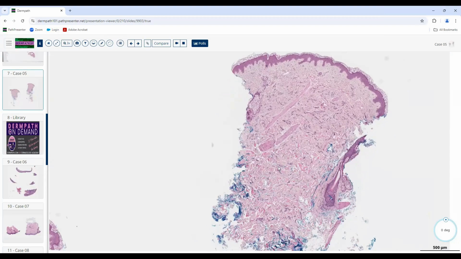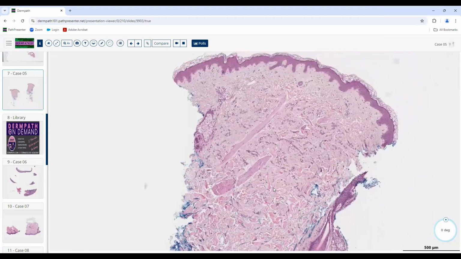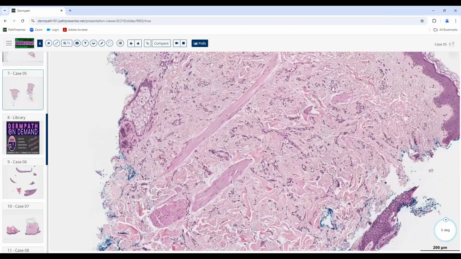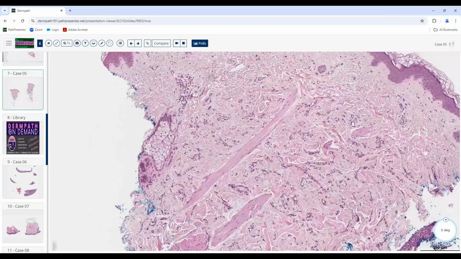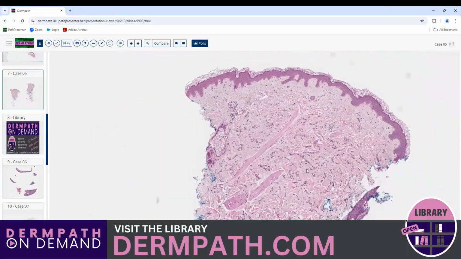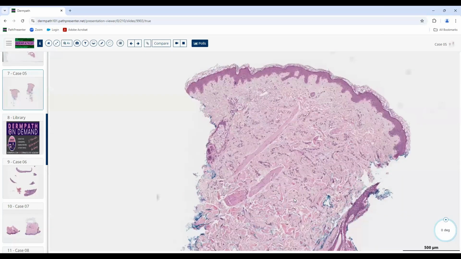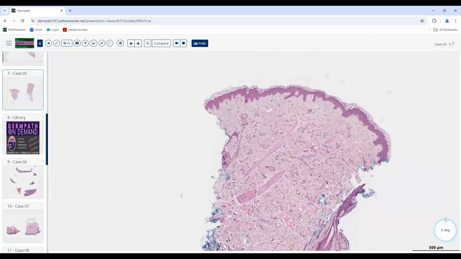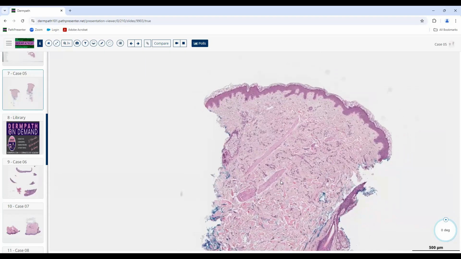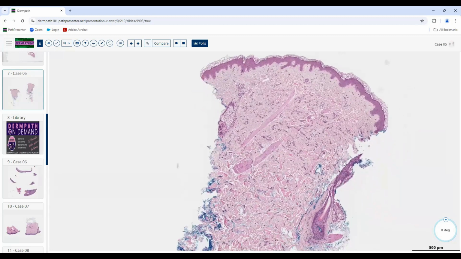This is a neoplastic process. There's no immune infiltrate. The epidermis is normal. In the dermis, we can see a proliferation of blood vessels. At this power, you can see clearly that they're single walled and collapsed. So you think it's a neoplasm with vascular differentiation.